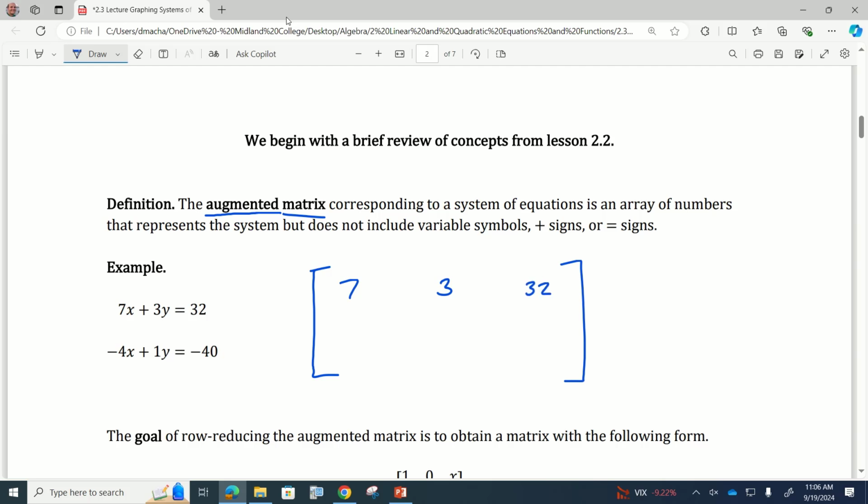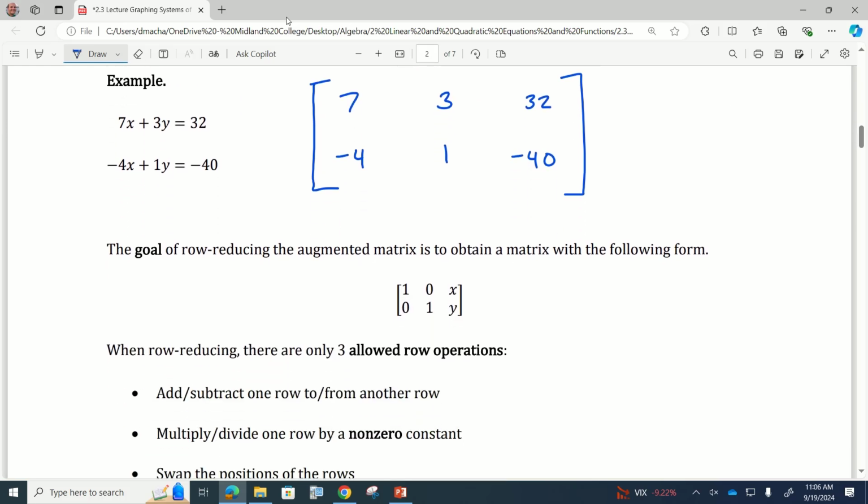we'd get 7, 3, 32, negative 4, 1, negative 40. Once we have our augmented matrix, we want to row reduce. And so the goal of row reducing is you write 1, 0, 0, 1 in the first two columns. And if you can manage to get that, your rightmost column is going to contain the solutions to your system of equations, x and y.